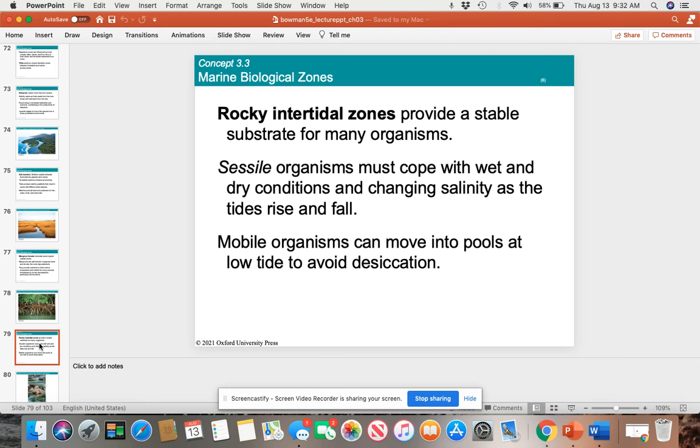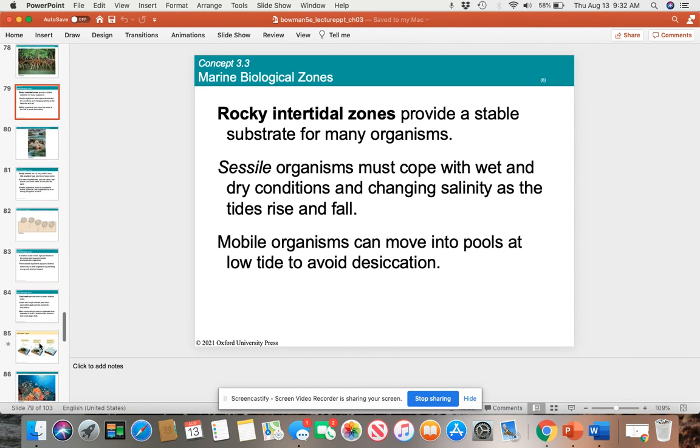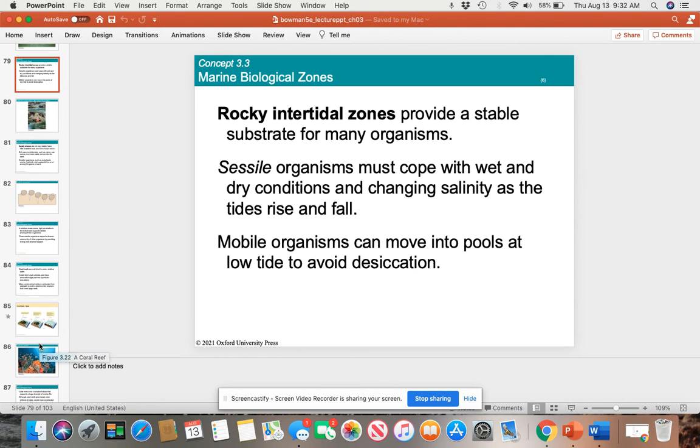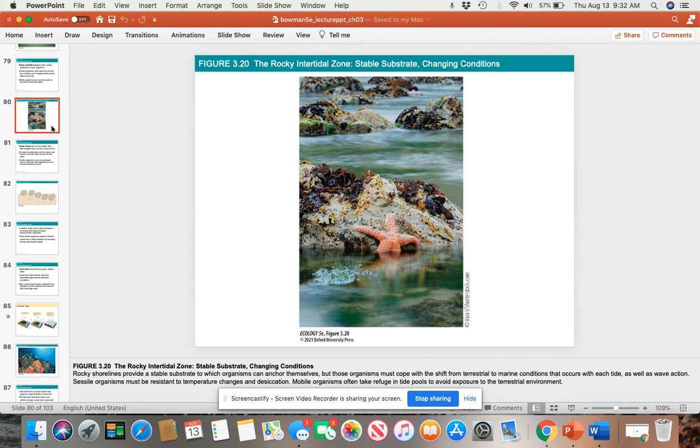Rocky intertidal zones, of course, you find organisms which are mostly sessile or cannot move, things like sea anemones. Different types of invertebrates can survive here. Your intertidal zones are affected by low and high tides. And so things like different types of algae and sea stars, organisms which can withstand these high temperatures, high salinity areas.